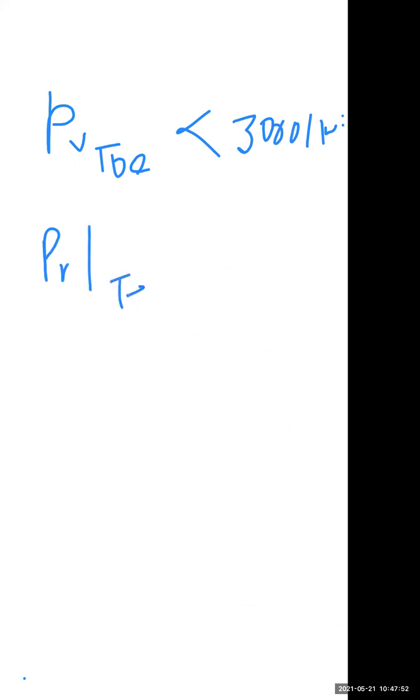For this, PV at toe should be less than 3000 kilonewton per meter square, and PV at heel should be less than 500 kilonewton per meter square. This is the safety condition.